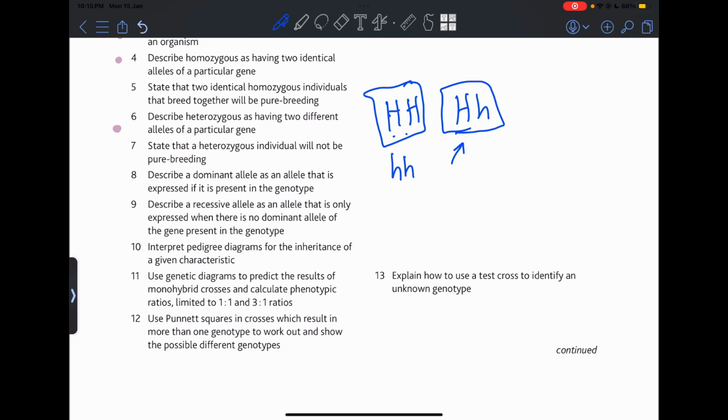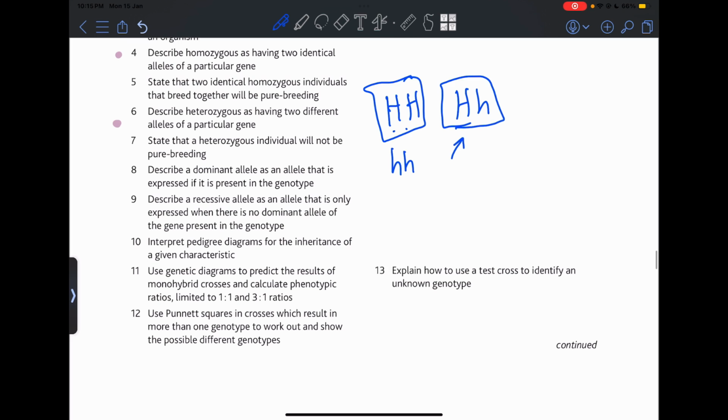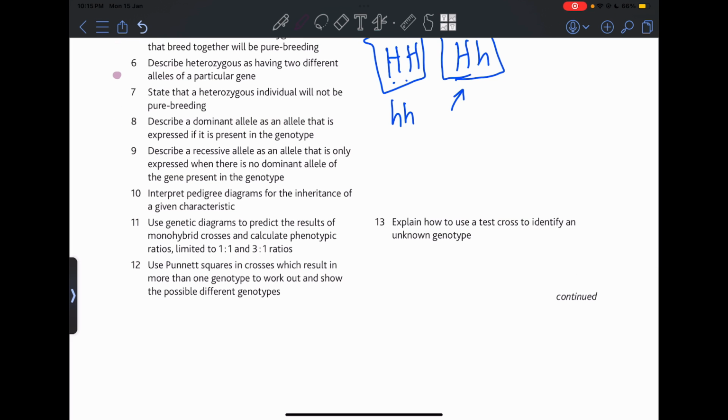Recessive allele is an allele that is only expressed when there is no dominant allele of the gene present in the genotype, as I just said. So again, definitions. Interpret pedigree diagrams for the inheritance of a given characteristic. These are only found in paper 4. So you have to solve a lot of paper 4 questions to really get to know about these diagrams.